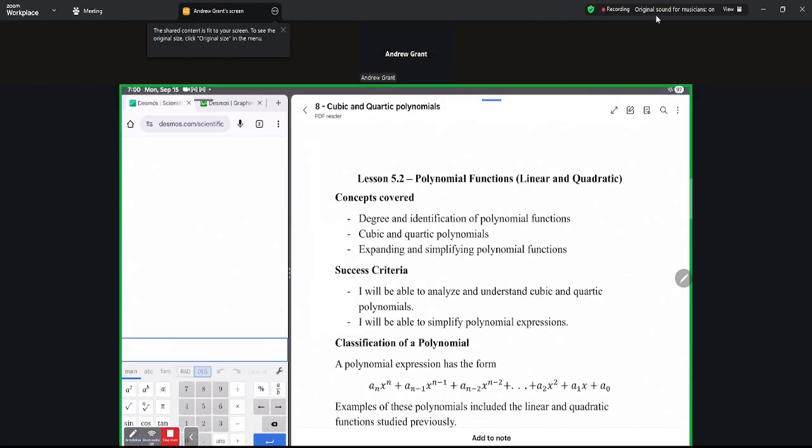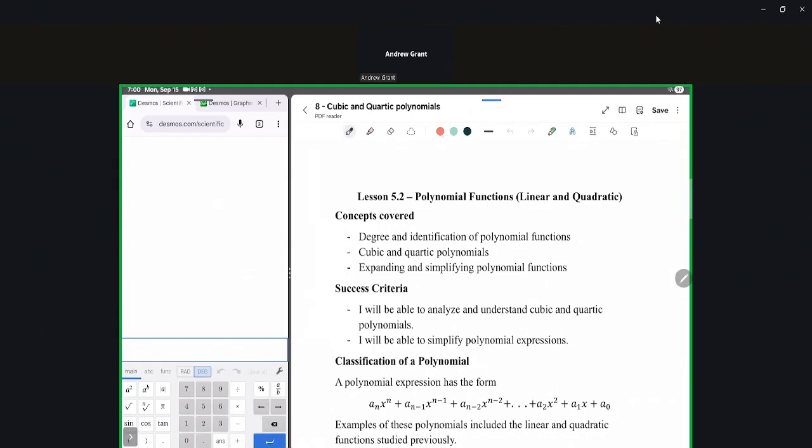Hello, everyone, and welcome back. We're now entering week 3 of the course, MCT4C. This is lesson 5.2, meaning that we're in unit 1, somewhere in the middle of lesson 5. Today we're going to be going through not linear and quadratic, but in fact cubic and quartic functions.